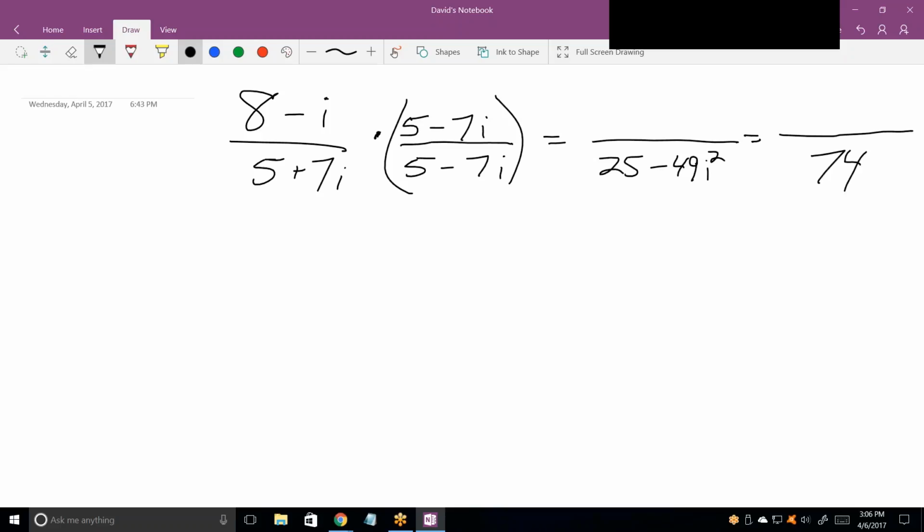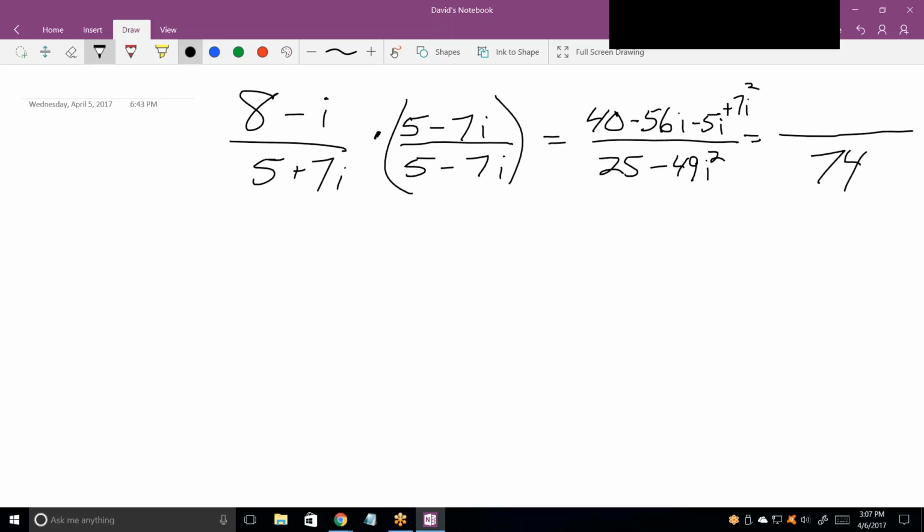Okay. Now we still need a numerator. And again, let's write it here. FOIL it. It's 40. Then it would be what is that? 56i, right? And then it would be negative 5i or minus 5i. And then it would be positive 7i squared.